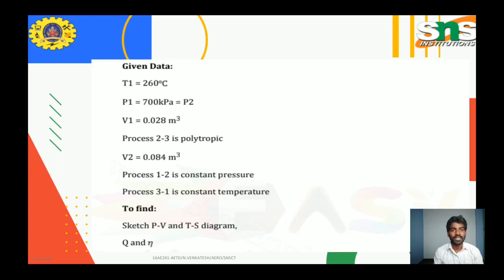So the two find sections are: first, sketch the pressure-volume diagram and the temperature-entropy diagram, and second, find the heat transfer Q and the efficiency eta.